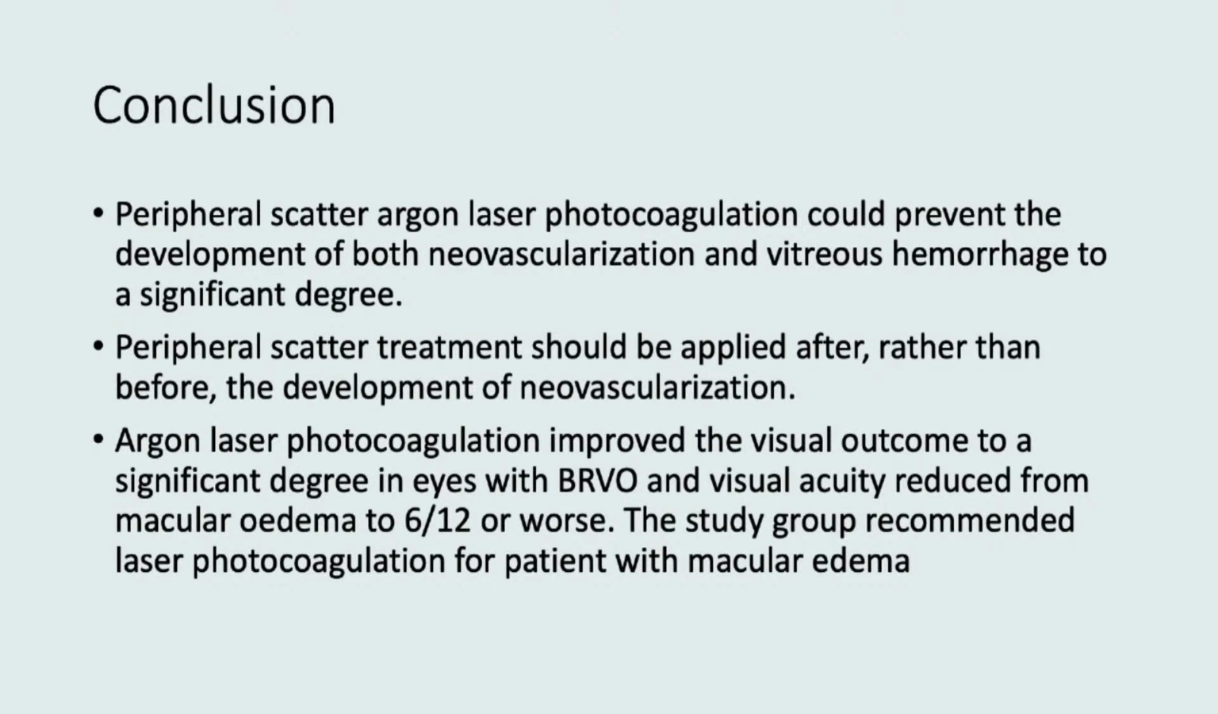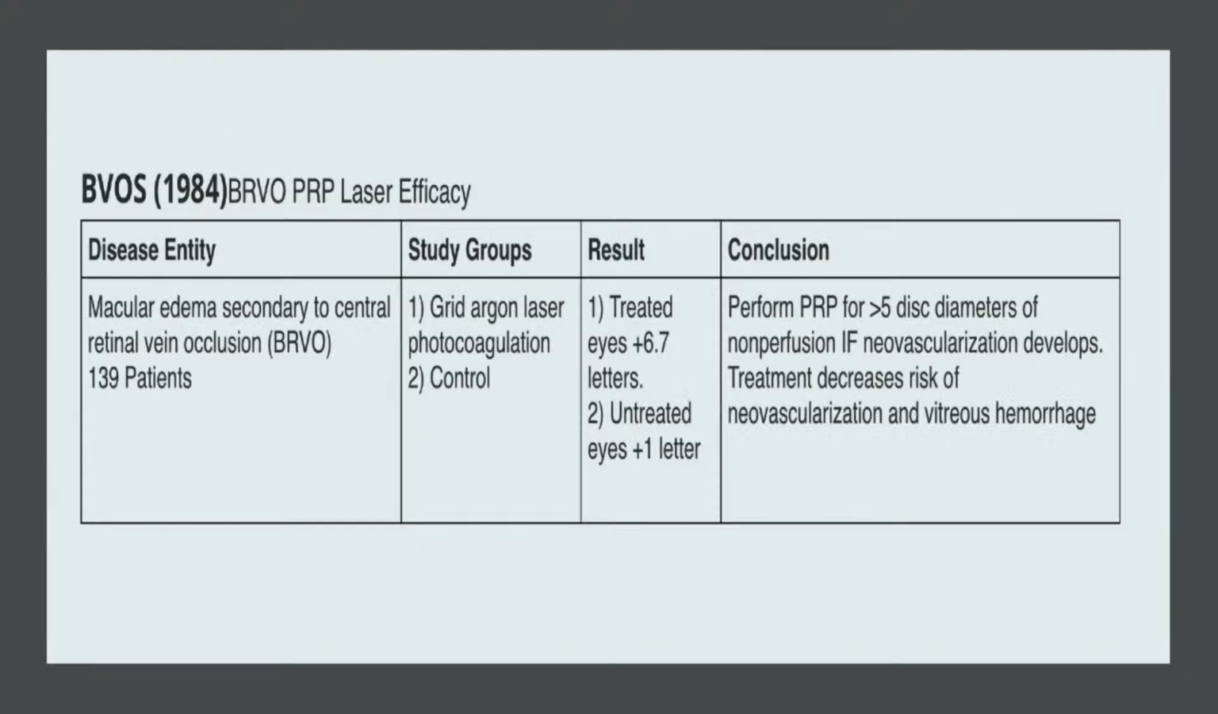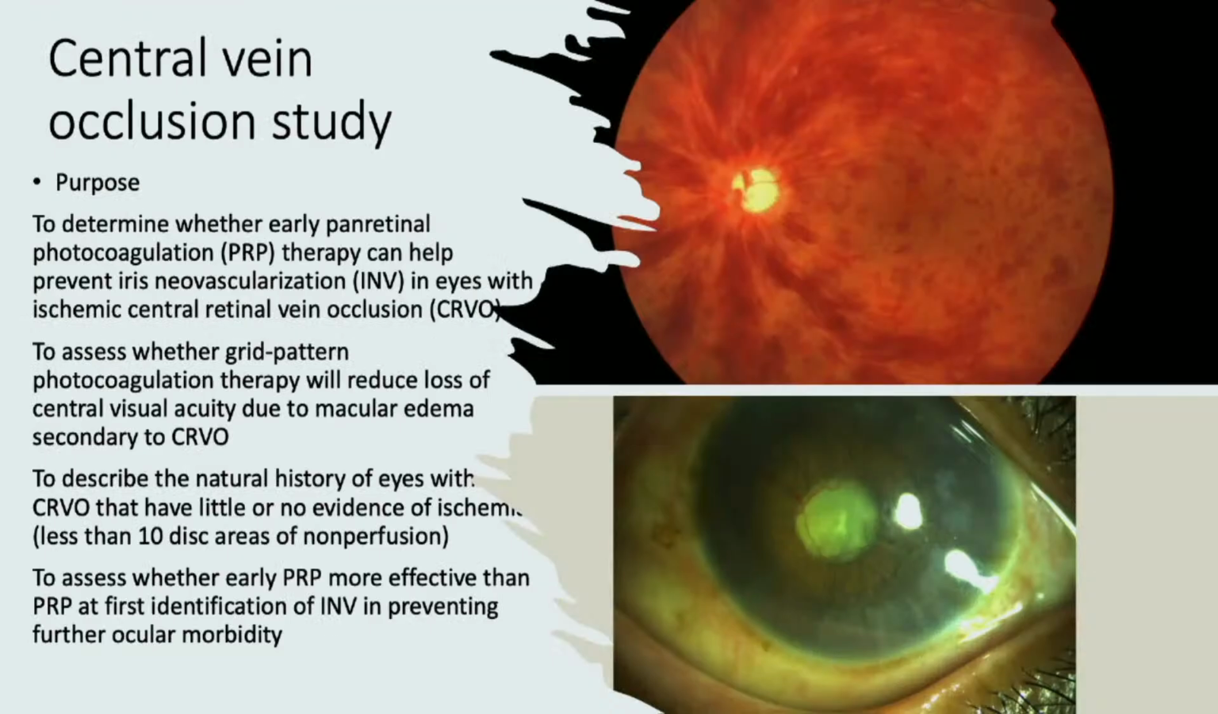The second thing it said was, if the patient has BRVO and develops macular edema, and if that macular edema is causing vision loss of 6/18 or worse, treat that patient with a macular grid. These were the days when anti-VEGF was not available. After that, a similar study was done in CVOS as well. The conclusions were very similar.